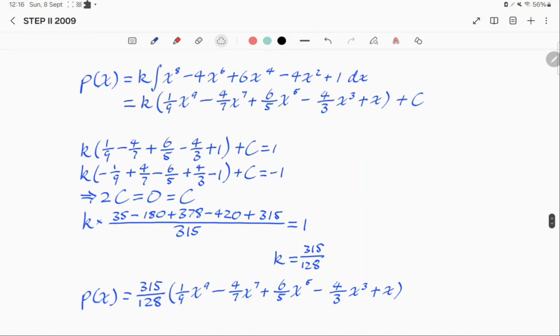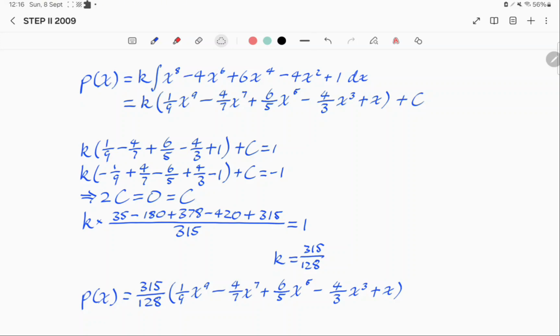We can now write two simultaneous equations. k of (1/9 minus 4/7 plus 6/5 minus 4/3 plus 1) plus c is equal to 1, and k of (negative 1/9 plus 4/7 minus 6/5 plus 4/3 minus 1) plus c is equal to negative 1. Adding these equations gives 2c equals 0, which means c is equal to 0.